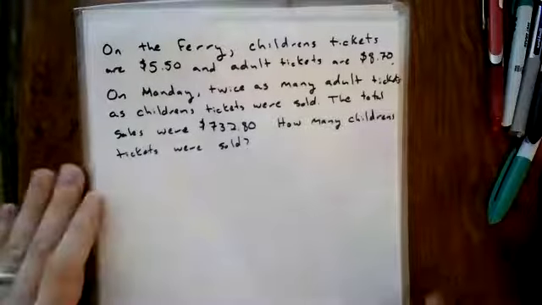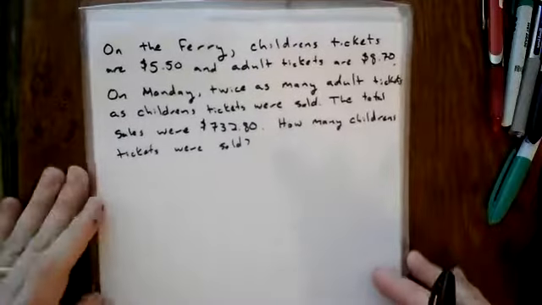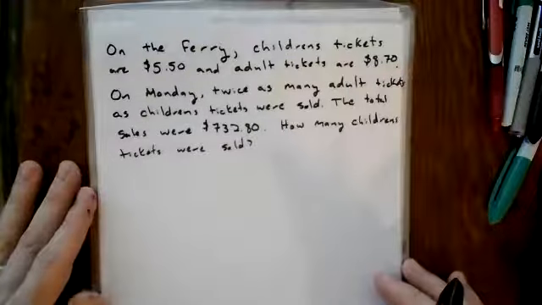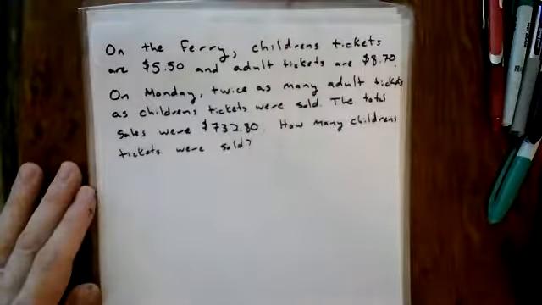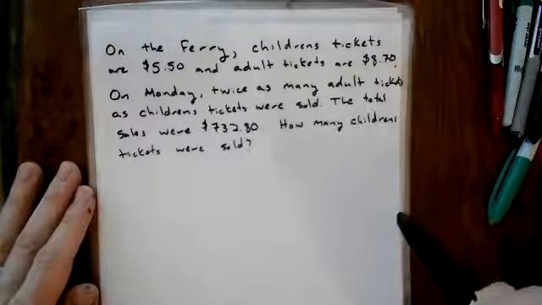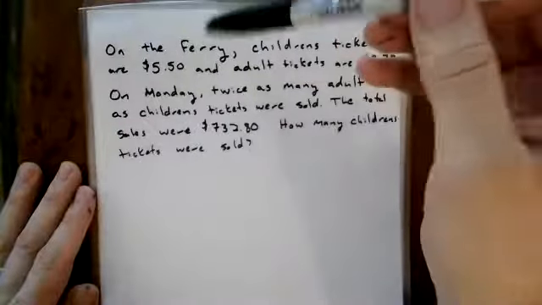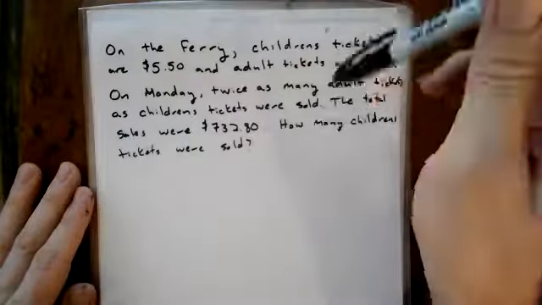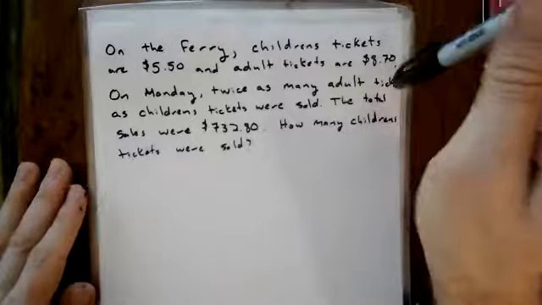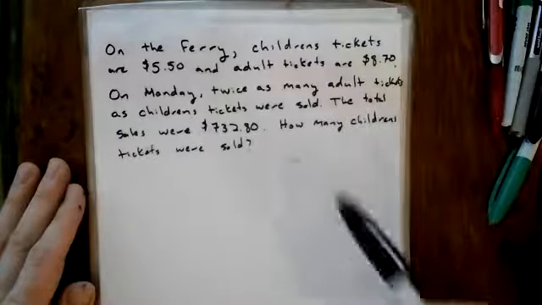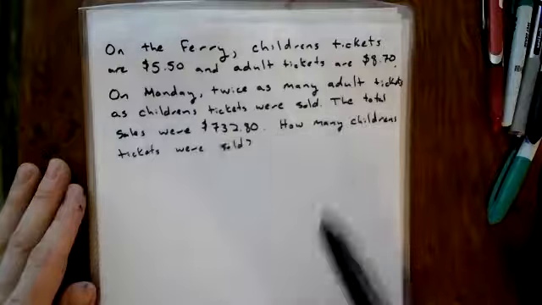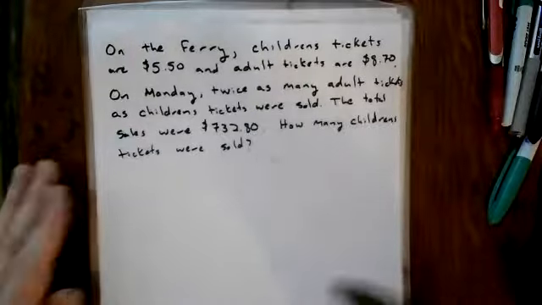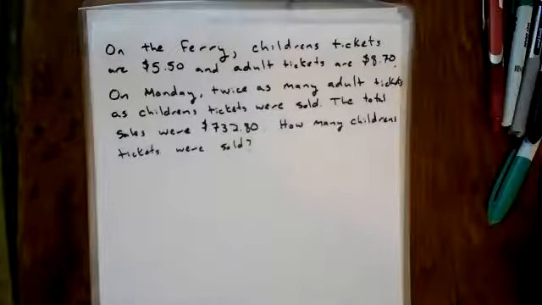Okay, here's another type of money question that we're going to run into, and this is called a money mixture question. So, just a quick review of how to do something like this. It's like on a ferry, we've got children's tickets are $5.50, adult tickets are $8.70, and I'm going to assume each. On Monday, twice as many adult tickets as children's tickets were sold. The total sales were $732.80. How many children's tickets were sold?